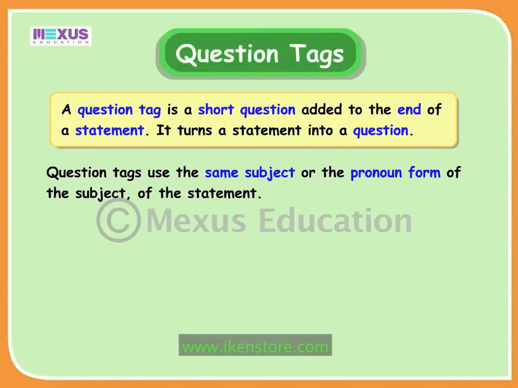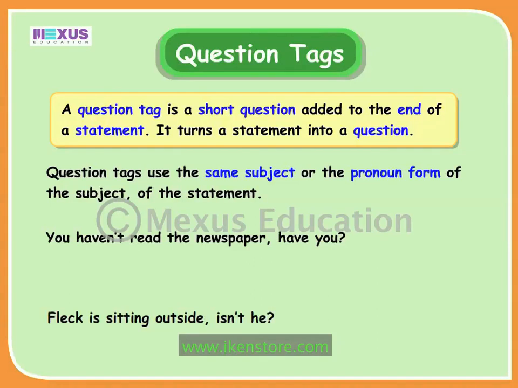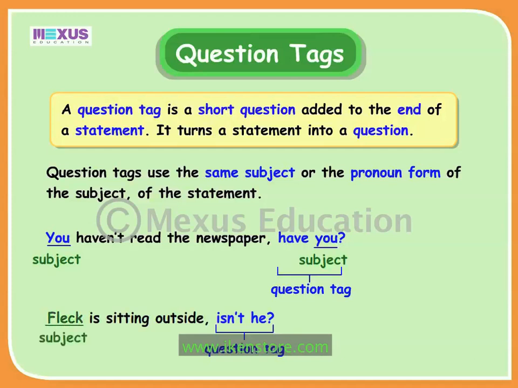Let's look at the previous examples again. In the first example, "Have you?" is the question tag added to the end of the statement. Also note that the subject of the statement, "you," has been used in the question tag. In the second example, "Isn't he?" is the question tag added to the end of the statement. The subject of the statement is Fleck. So we have used the pronoun form of the subject, that is "he," in this case.